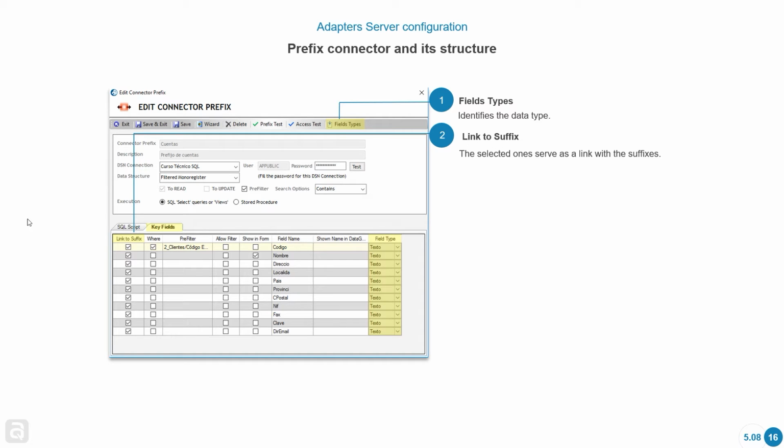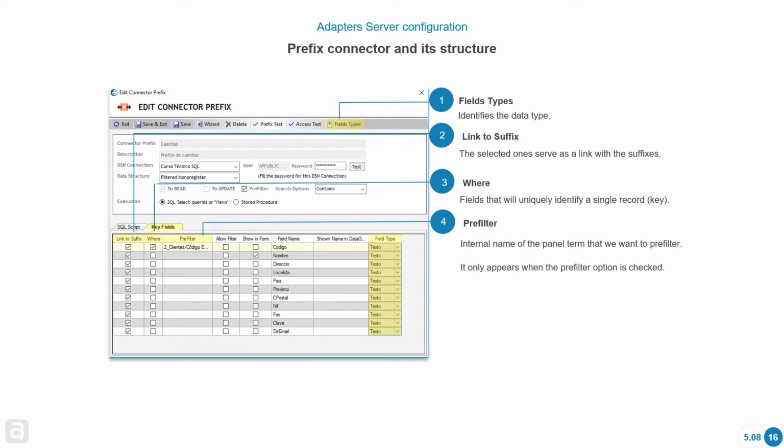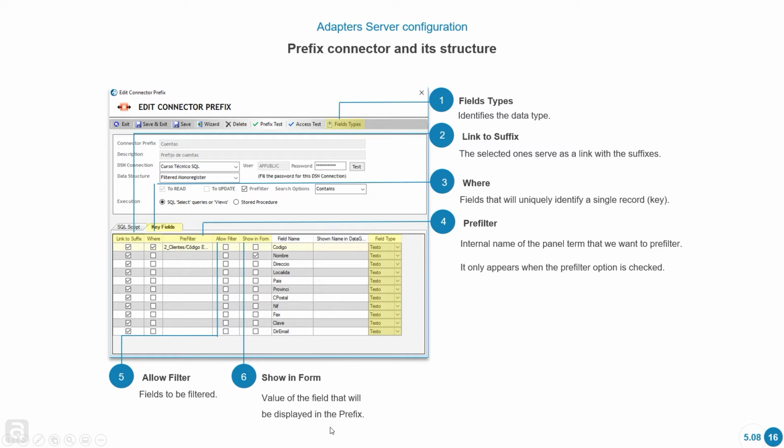We also have Link to Suffix, to select the ones that serve as a link with the suffixes. And Where, fields that would uniquely identify a single record. The Prefilter option will allow us to indicate a panel field that we can prefilter for the data we want to visualize. We can also have another two options here: Allow Filter and Show in Form, the value of the field that will be displayed in the prefix.